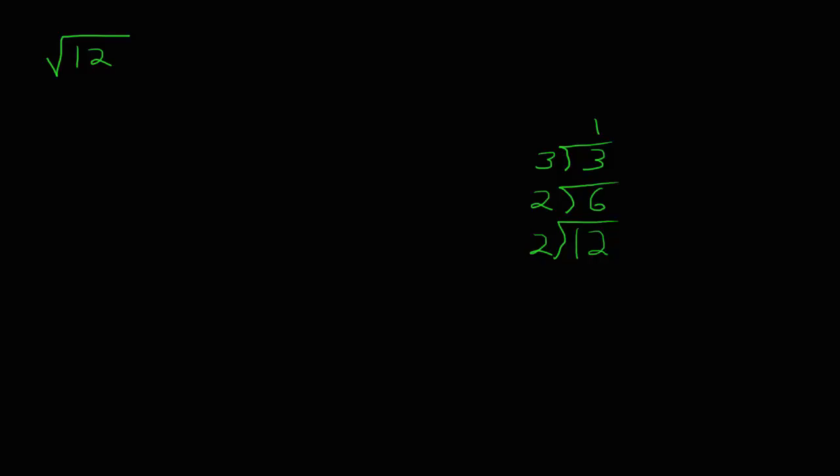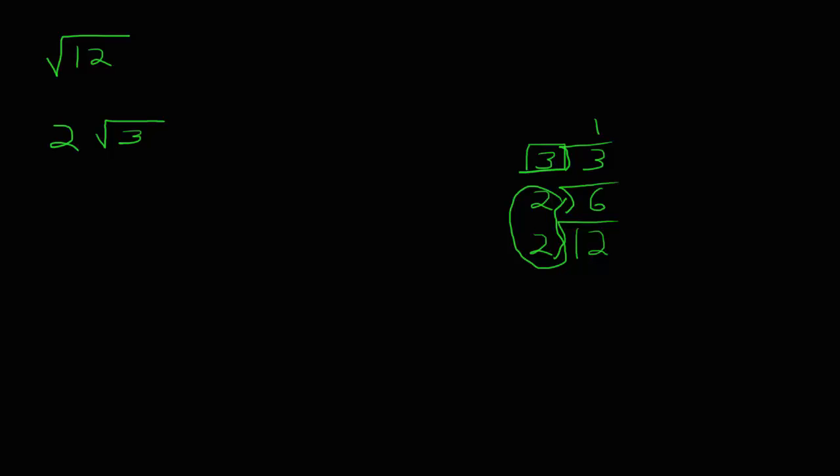And now what we're looking for is pairs of prime factors that we can take out of our radical. And we take out one of each pair. So I have a pair of 2's here, so I'm going to take out one of those 2's. And what didn't get taken out, this 3 here, what doesn't pair up ends up staying underneath the radical. So the square root of 12 simplifies to 2 times the square root of 3.